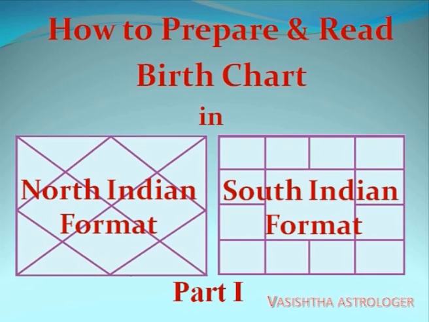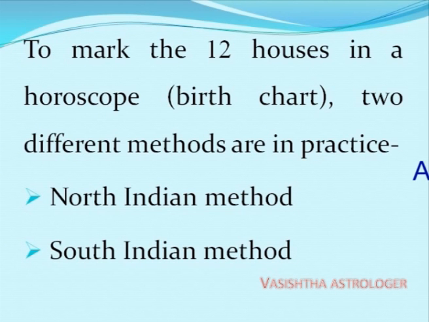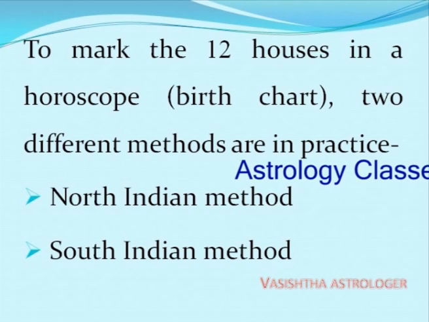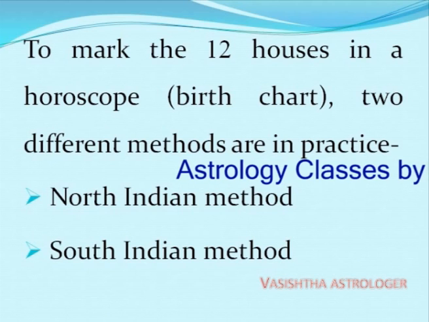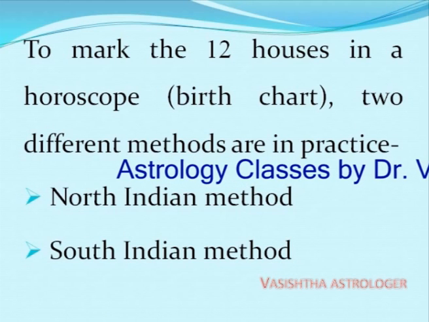For example, which is the second house in birth chart? That is, which is the Dhan Bhav, showing monetary gains? Or which is the 10th house, house of profession, or Karm Bhav? To mark the 12 houses in a birth chart, two different methods are in practice in India. First is North Indian method and second is South Indian method.